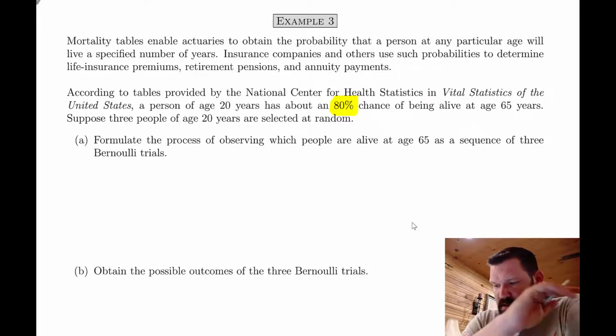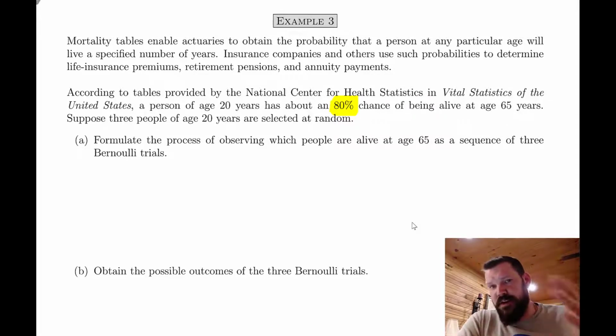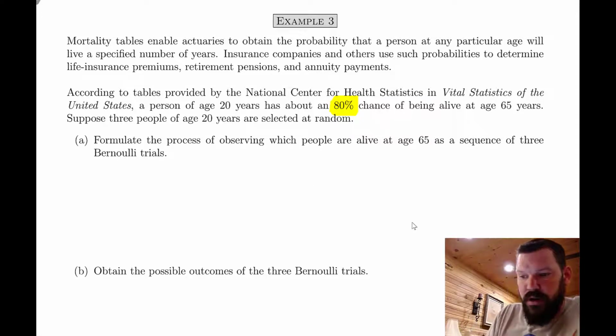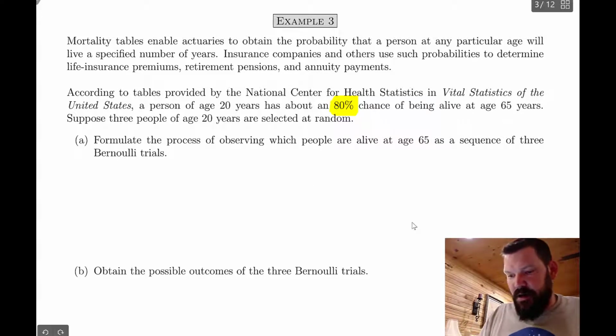Each trial consists of observing someone who is currently alive at age 20, and then determining whether or not that person is alive at age 65. There are 2 possibilities. They are either alive or they are dead. So S is they are alive, F is that they are dead. And the probability for S is 0.8. So I will write that down.